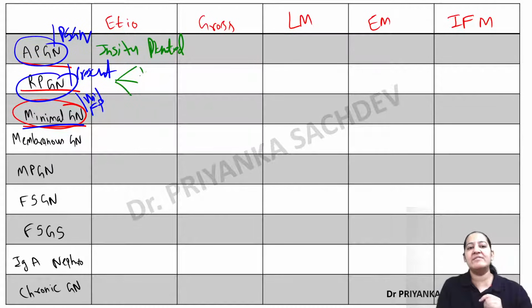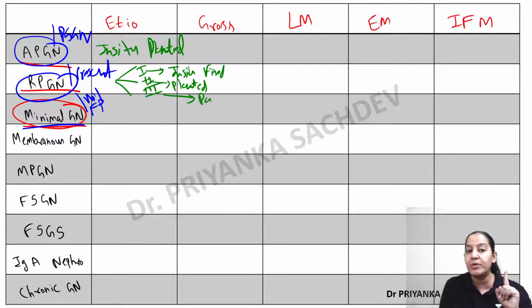In RPGN, we have seen type 1, type 2, type 3 RPGN. Type 1 RPGN is Goodpasture syndrome, that is anti-GBM disease. Here also in situ deposition is there, but against a fixed antigen, not the planted antigen. In type 2, again it is PSGN only, so it is the planted antigen. And in type 3 RPGN, it is pauci-immune disease. So no antigen antibody complexes are there. It is cell-mediated immunity.